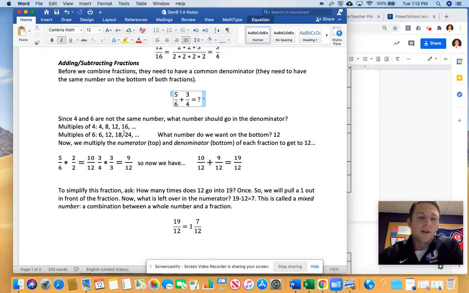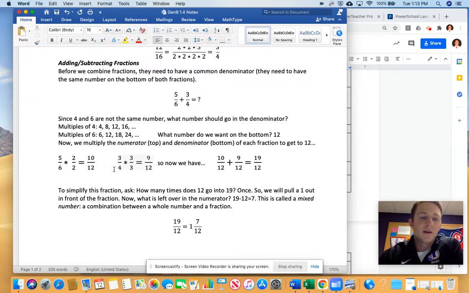Here we go. Here's the example down here. I apologize. Yep, so we have 5 over 6. We're going to multiply by 2 because then 6 times 2 is 12 on the bottom. We want a 12 on the bottom over here for the 3 over 4. Well, 4 times 3 is 12. So now we have 10 over 12 plus 9 over 12, and that is 19 over 12.